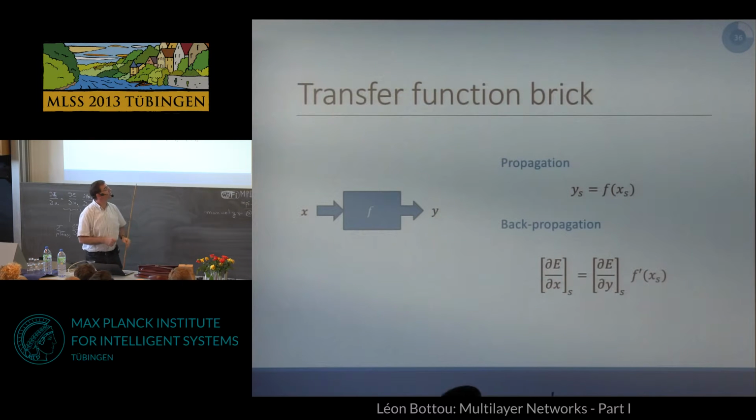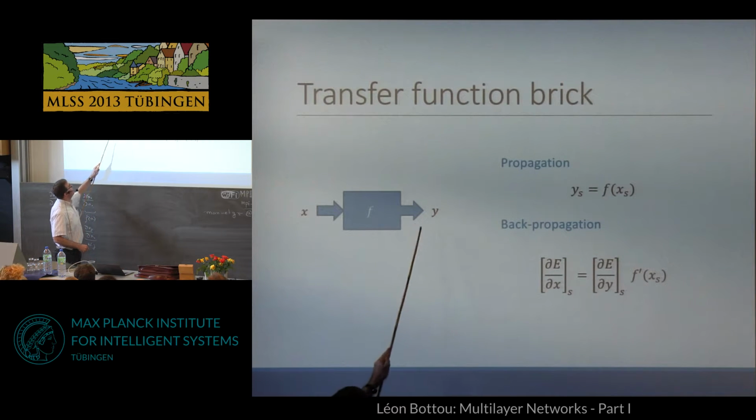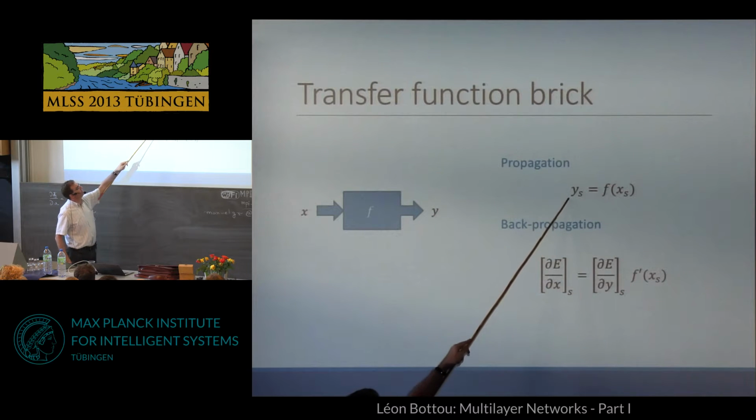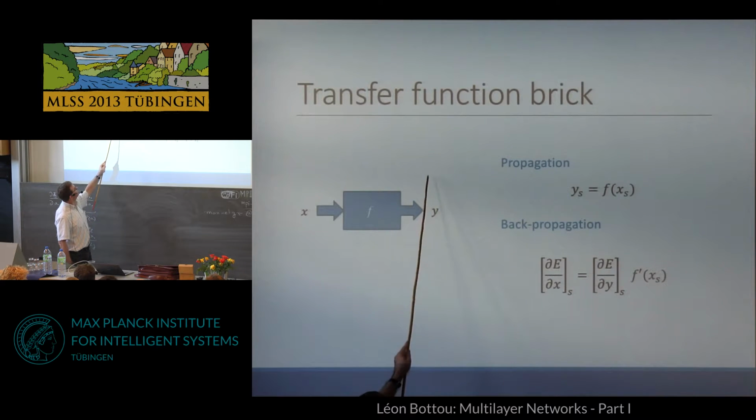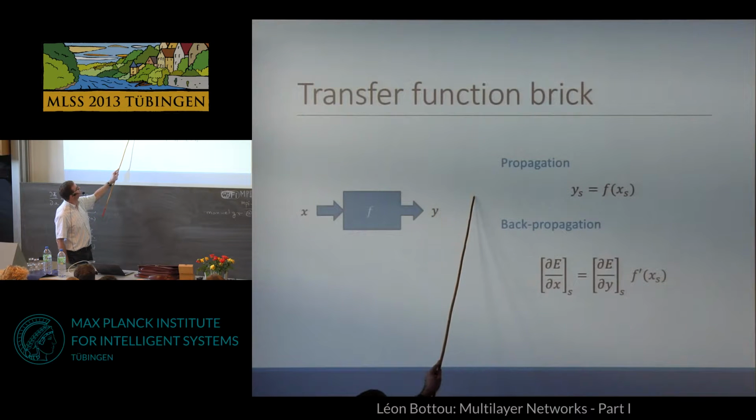You can have a transfer function brick. So you have x, and y is going to take each coordinate of x and apply a nonlinear function f to it. And the backpropagation rule, if you know dE over dy, so it's going to be a row vector here, you can compute a row vector at the input.